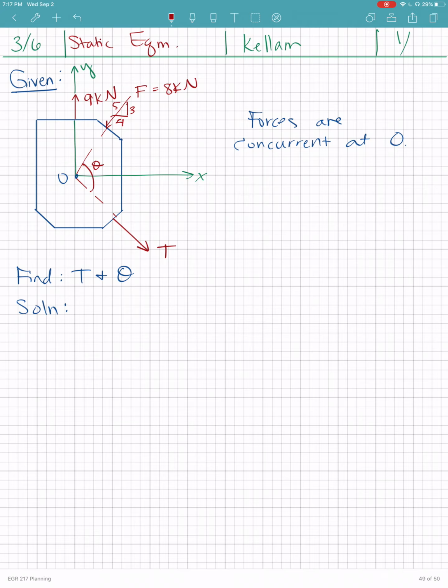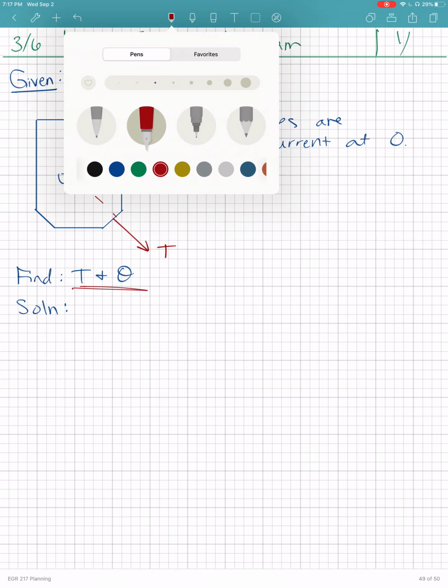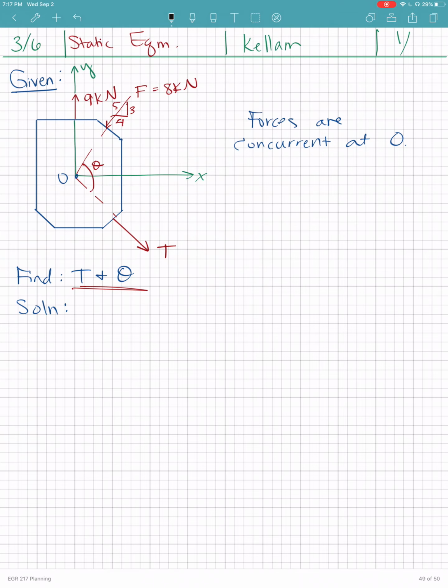The forces are concurrent at point zero. That just means they go through point zero. Take F equal to 8 kilonewtons. So you see I provided everything that was given and included that forces are concurrent at zero. It's important to know they go through zero. And then they want us to find T and theta. So I wrote that down, and then we'll get into the solution.